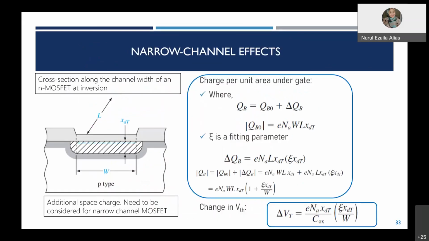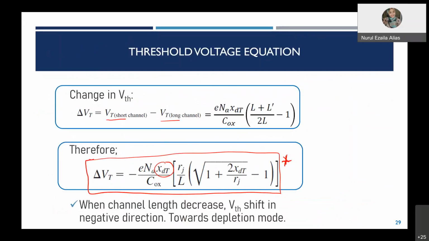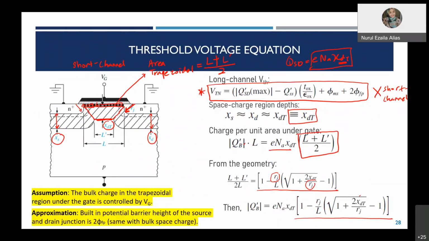All right, so the narrow width effect is also affected when we have narrow W. This is the front view, with the L view.